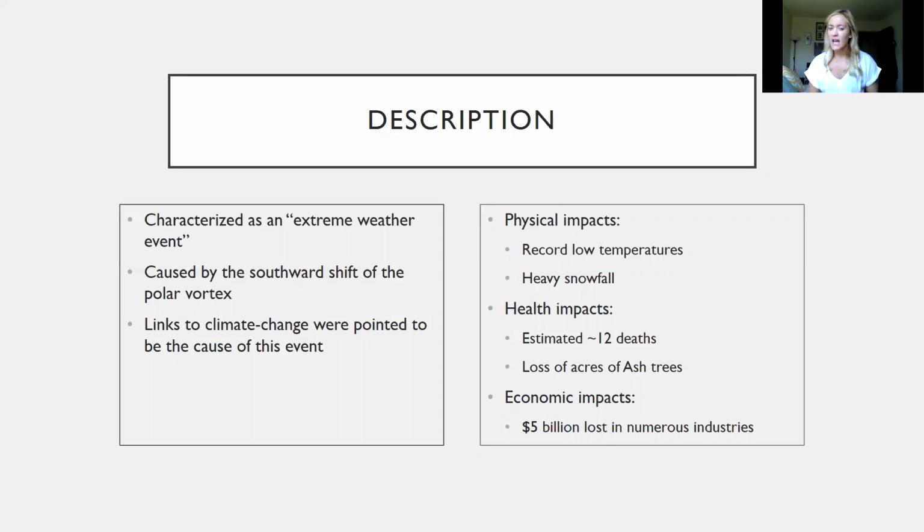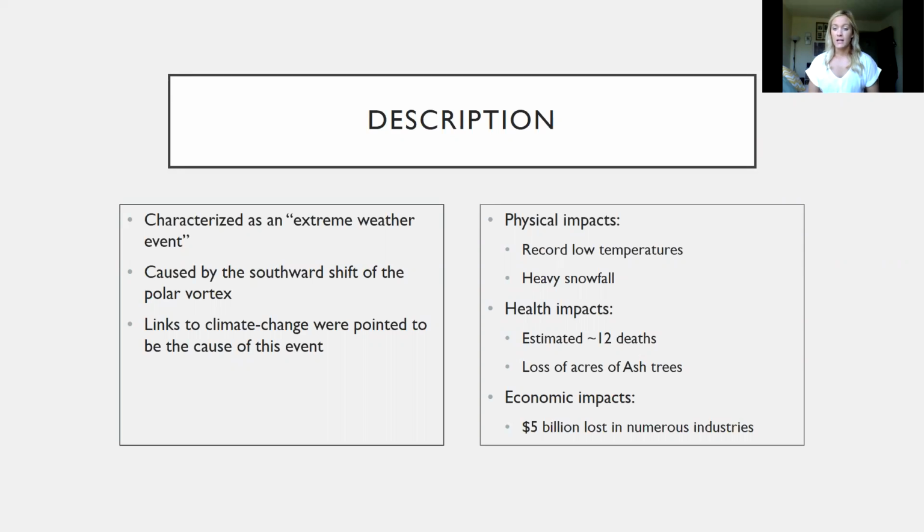Some physical impacts that happened were record low temperatures across North America, and heavy snowfall, especially in the northeast and northwestern regions. Health impacts: there were an estimated 12 deaths. This mostly happened in New York, but it was also recorded in Chicago and Canada as well.